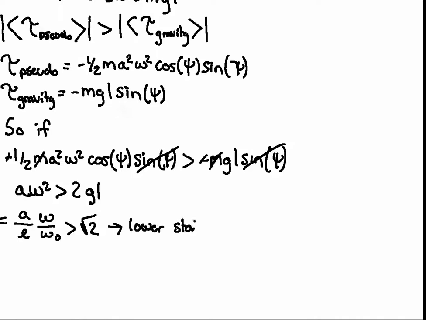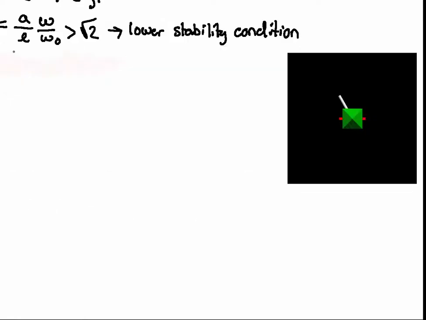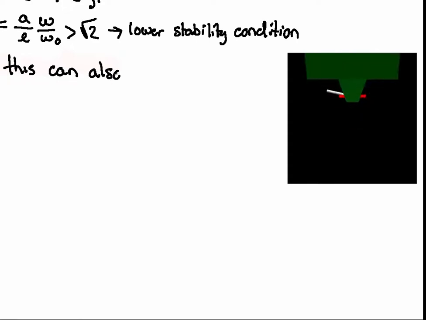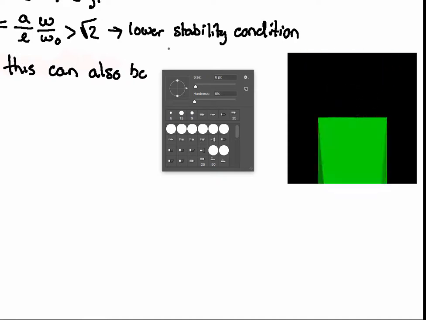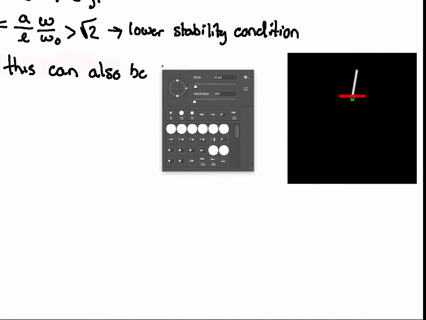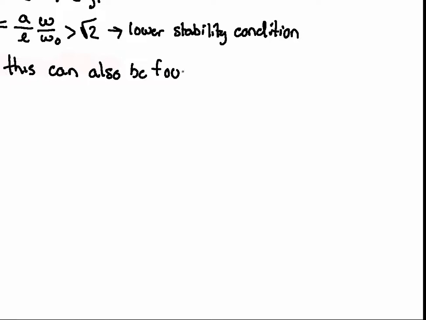We can ignore the cosine phi term because we are only interested in whether this system can exceed a certain value, not whether or not it always does. In the top right-hand corner, you can see a simulation where the parameters are such that a over l times omega over omega naught is slightly less than root 2. Therefore, we see an instability in the pendulum.